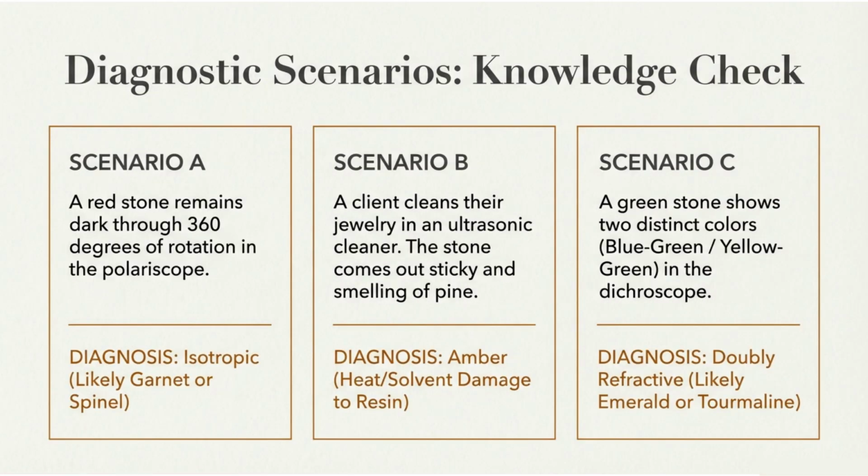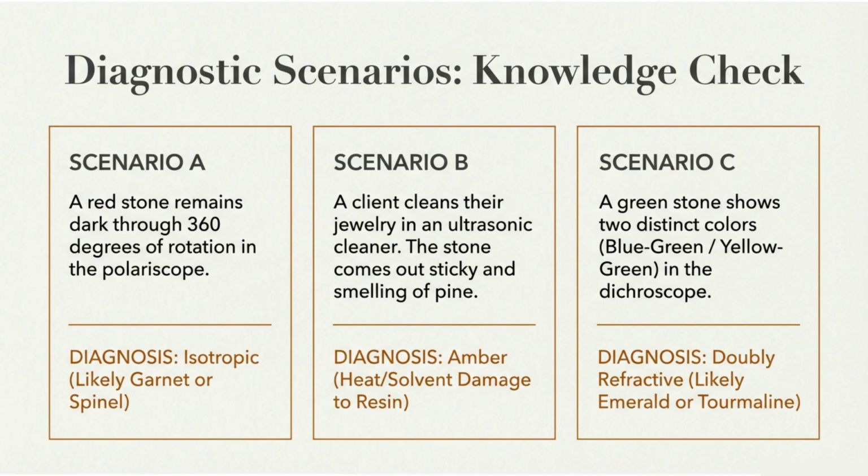All right, let's wrap this module with some real-world puzzles and a big picture reminder of what you've actually learned. Scenario A. The red mystery stone. Picture this. A client hands you a bright red stone and says, "Is this a ruby?" You smile, walk over to your polariscope and start the magic. You place the stone in the polariscope and rotate it through 360 degrees. It stays dark the entire time.